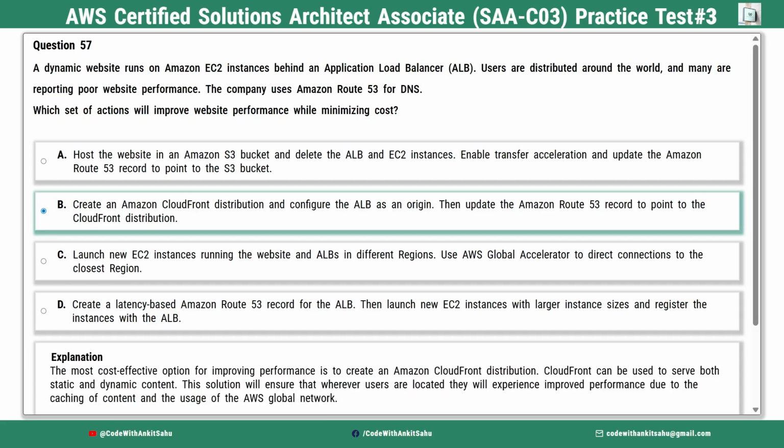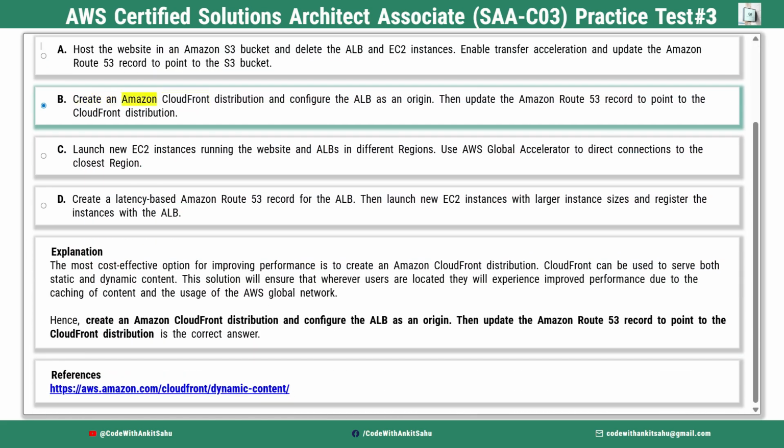Correct answer. Option B. Create an Amazon CloudFront distribution and configure the ALB as an origin. Then update the Amazon Route 53 record to point to the CloudFront distribution. Explanation: the most cost-effective option for improving performance is to create an Amazon CloudFront distribution. CloudFront can be used to serve both static and dynamic content. This solution will ensure that wherever users are located they will experience improved performance due to the caching of content and the usage of the AWS Global Network.